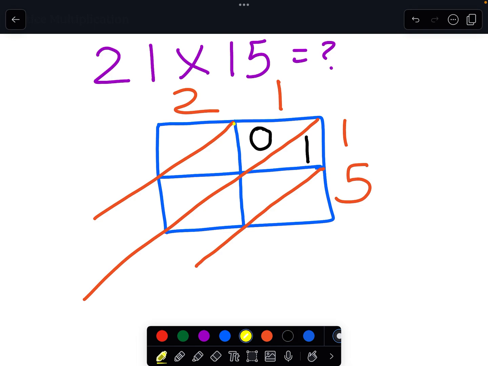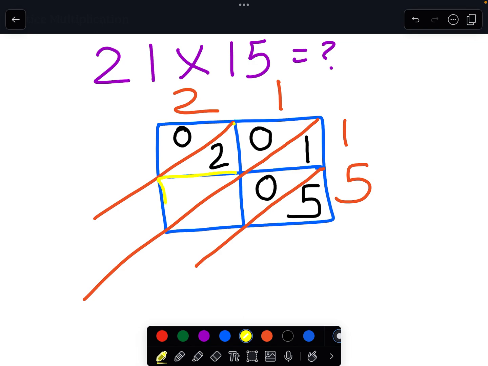Now we'll do this section here, which is 5 times 1. And 5 times 1 is 5. Throw in a 0 there. Again, the 1's digit goes in the lower part, the 10's digit in the top part. Now let's do this area here. It's going to be 1 times 2. We just look at the sides, and that's how we know what to multiply. And 1 times 2 is 2. Throw that 0 in there.